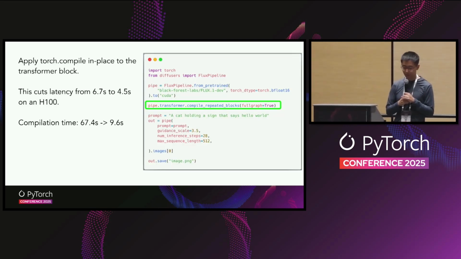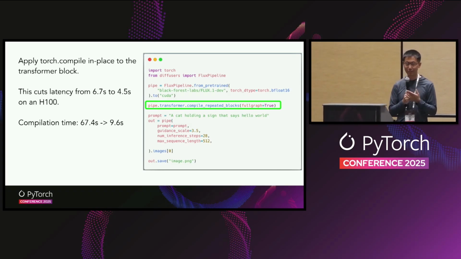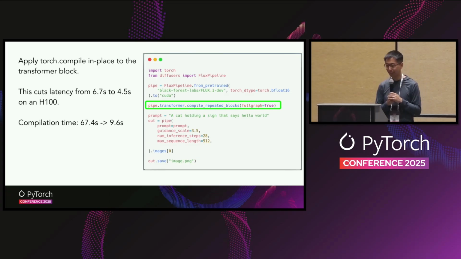And so diffusers offers an option to do this. It's called compile repeated blocks. This is not a built-in PyTorch API. They just put this API into their NN modules. And it does just that. It compiles repeated blocks. And from this, you can shave down the compile time a lot, which is really cool.